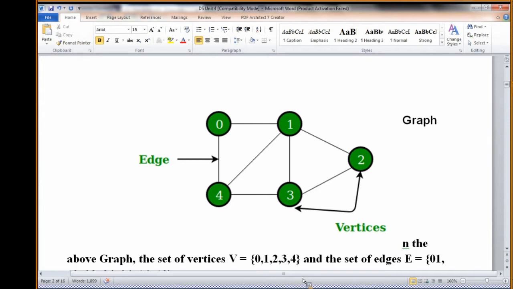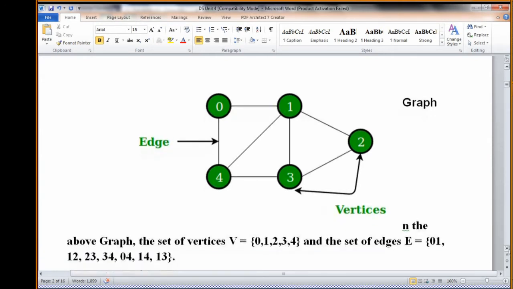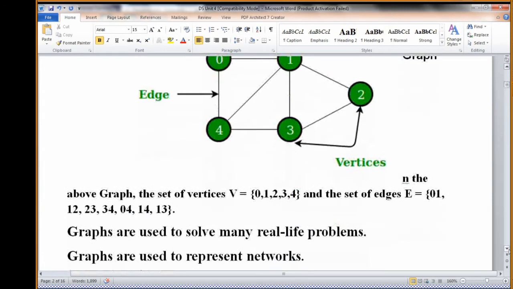Here there are two things. If the direction is not there, then it is undirected. So there is no direction, but all the nodes are connected. So 0, 1 connected, 0, 4 connected, 1, 4 connected, 1, 2 connected, 1, 3 connected, 3, 4, 3, 2, like that the connections are there.